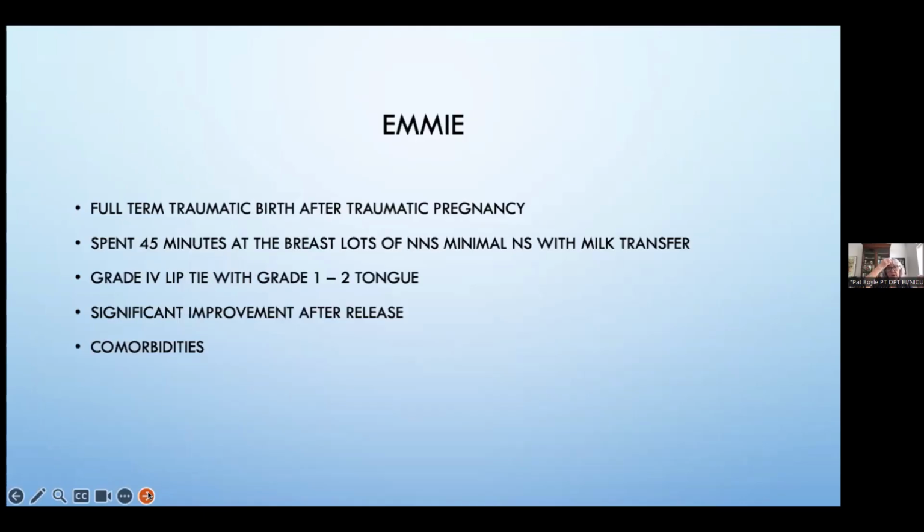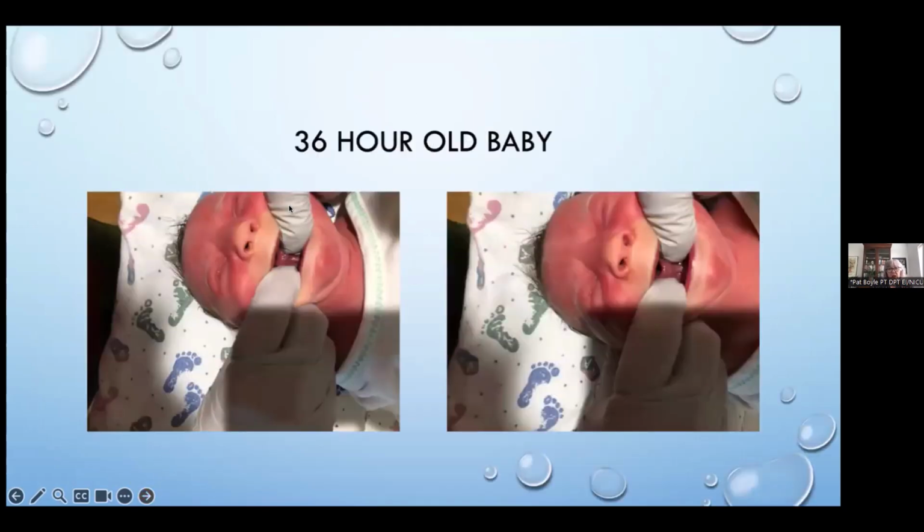And then finally, there's this little one who had a full-term traumatic birth after a traumatic pregnancy. When I watched her breastfeed, she was there for 45 minutes with no transfer or minimal transfer. When I did an evaluation, she had a really, really bad lip tie with a grade 1-2 tongue tie, which wasn't a 4, but it was enough that it decreased her tongue movement. She also had other comorbidities. She just had a lot of issues, but today at the age of 2, she's running around, still has some issues with some speech and language, and feeding, but she had improved transfer from the bottle and the breast once she had a release.